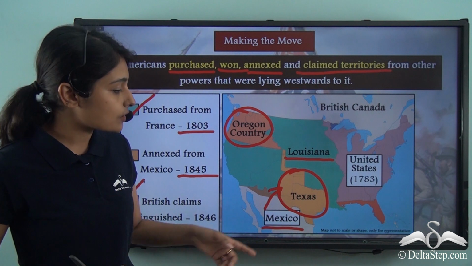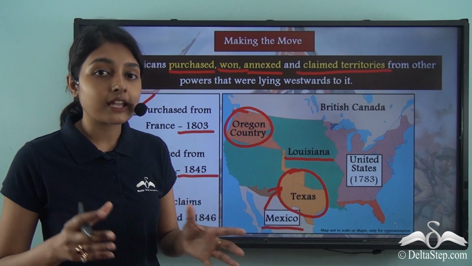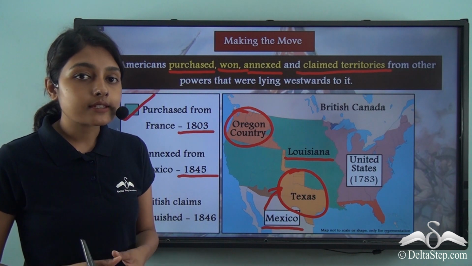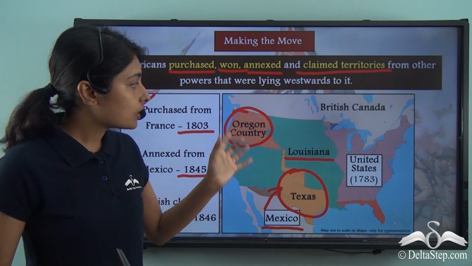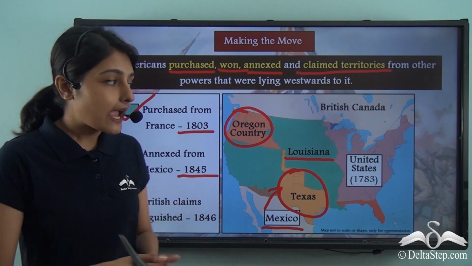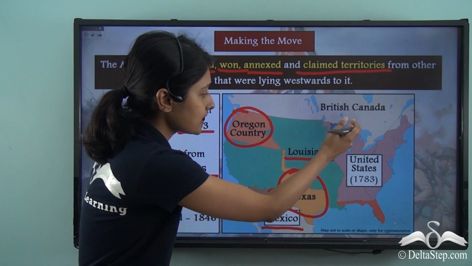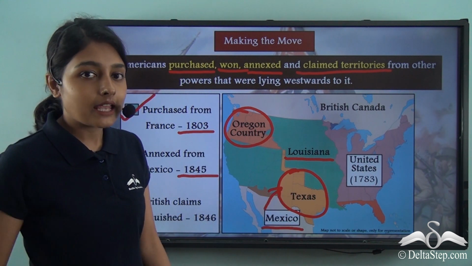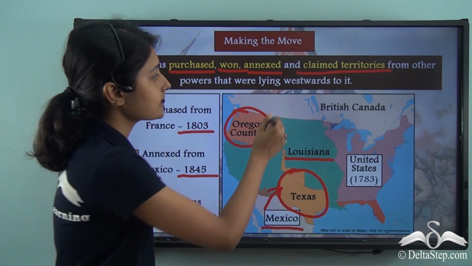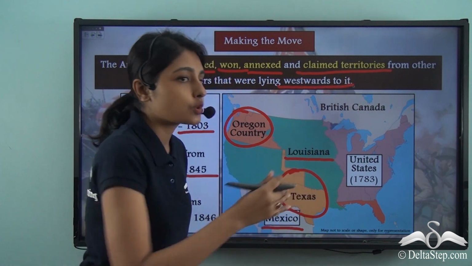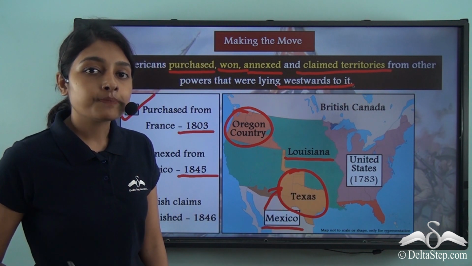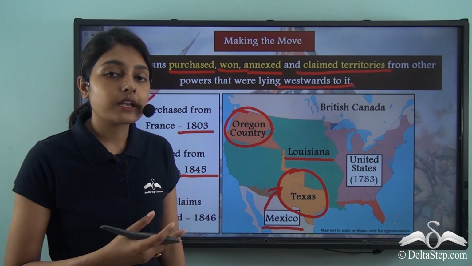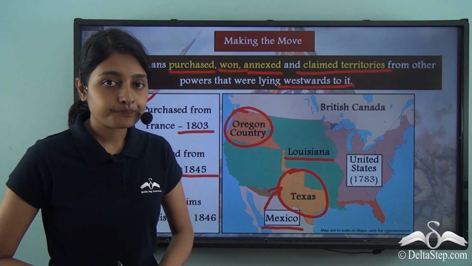Simultaneously, the Americans also annexed the territory of Texas after waging a war with Mexico. Americans also brought the Oregon country under their control. In this way, the United States of America was territorially expanding towards the west. That is, it was bringing new territories that previously lay to its west under its control. In this way, territorial expansion happened after America gained its independence.